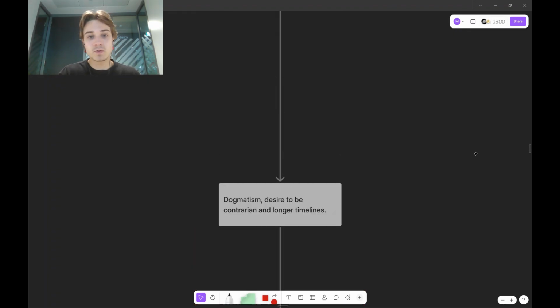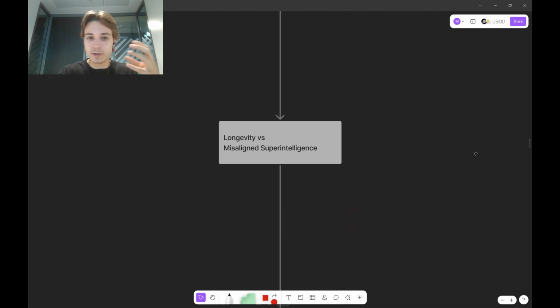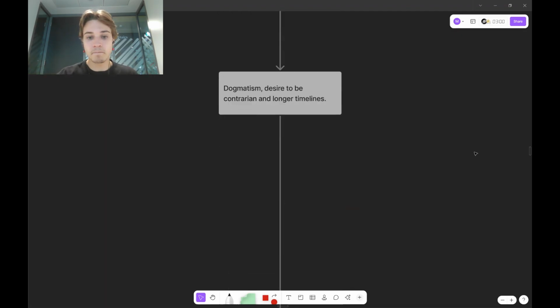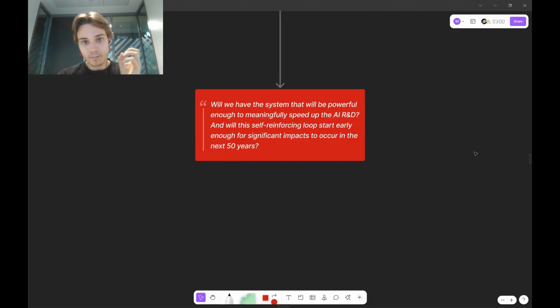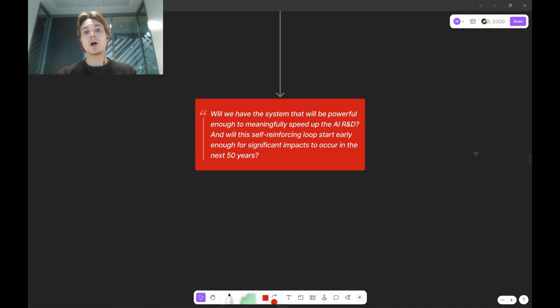when we think about those two contenders, how do I assess them, right? How do I say what I should work on? Is it longevity, or is it trying to do something in the field of superintelligence, like alignment work on it, which will eventually come? So I think the true question, how to decide between those two, as I see it right now, is: will we have a system that will be powerful enough to meaningfully speed up AI R&D, and will this self-reinforcing loop start early enough for significant impacts to occur in the next 50 years, right?